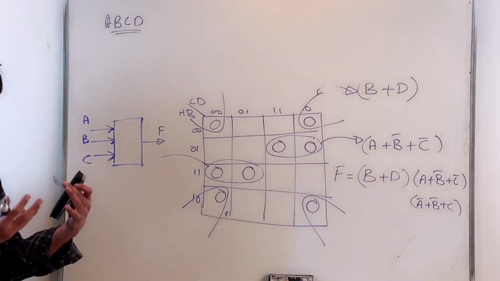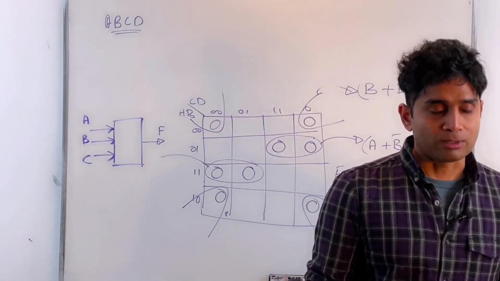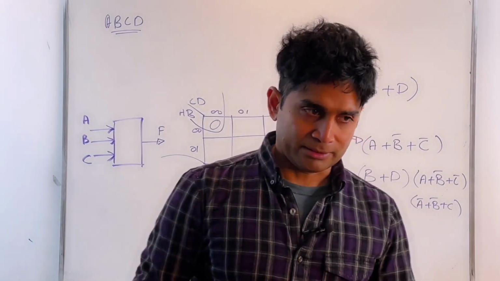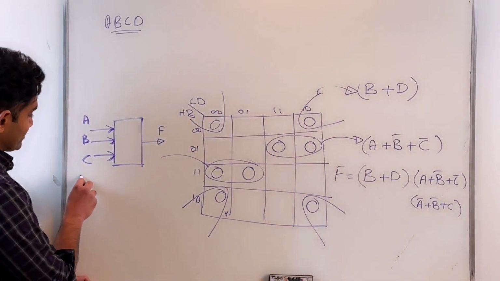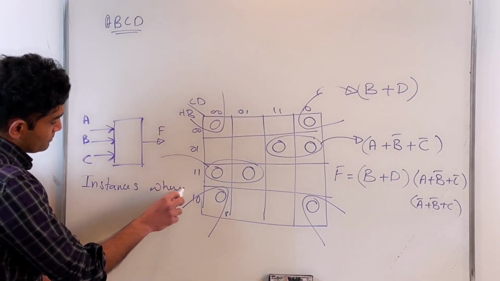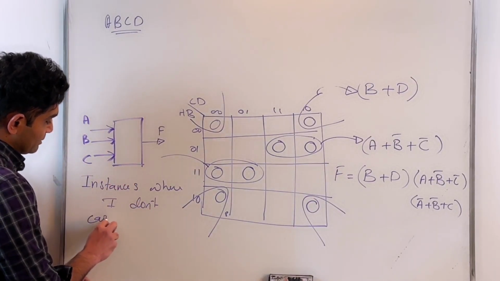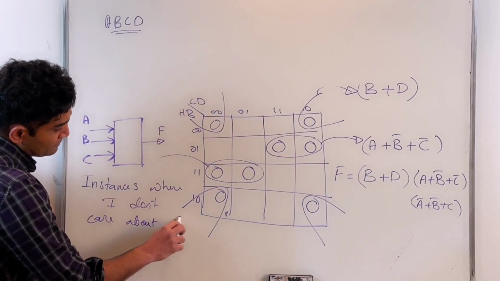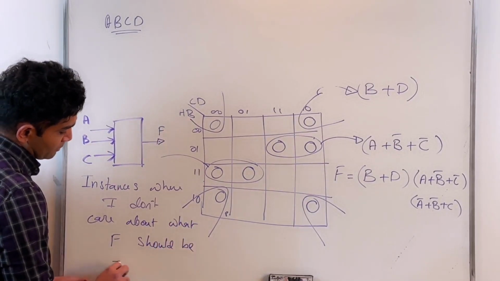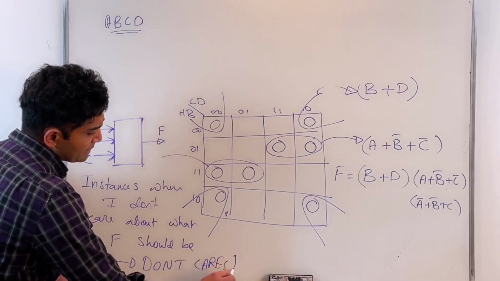One, where I really don't care about the output for certain input combinations that may occur. Second, some input combinations may not occur at all, based on how my inputs are configured and what kind of system I'm trying to design here. So we call those instances where I don't care about the output, and again, when I say instances, those are the certain input combinations, I call them the don't care conditions.